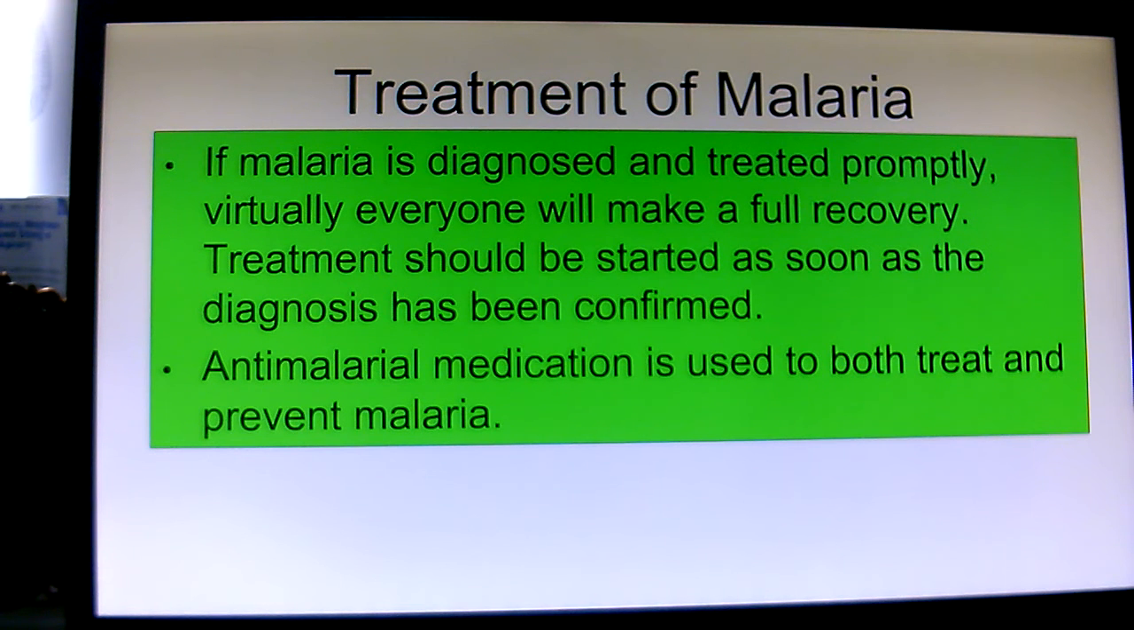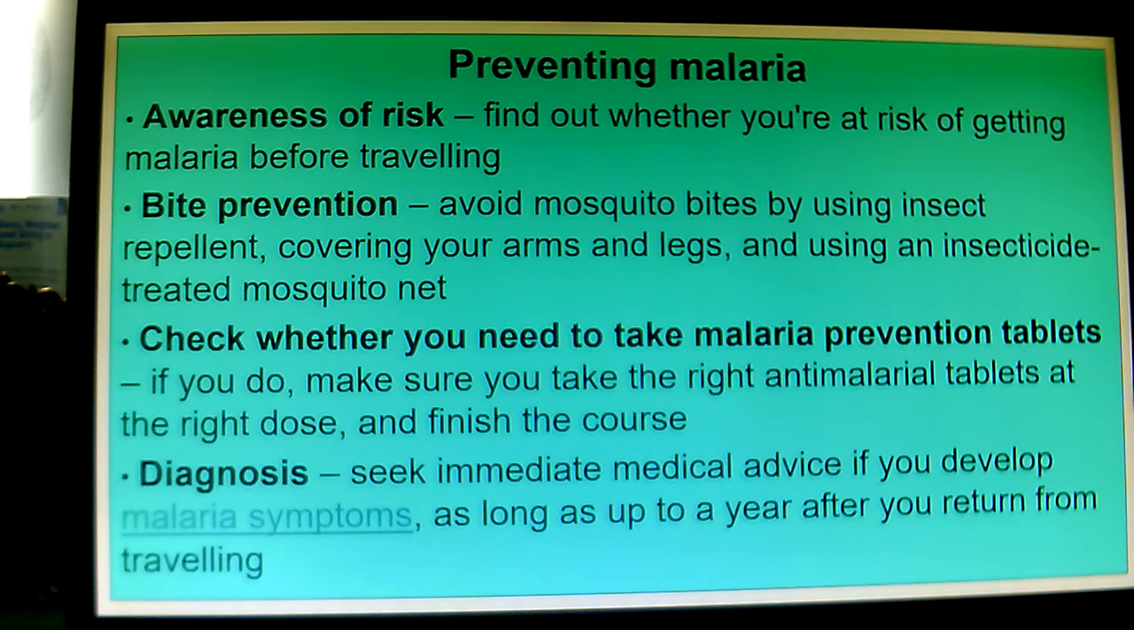You can also take anti-malarial medications. If you are travelling somewhere that has malaria, then you can take tablets that will try to prevent you from getting it in the first place. That's an important thing if you're travelling to malarial areas. In terms of preventing it, we need to find out if you're travelling somewhere where there is a risk, or if you live in a country where you're at risk. Being aware that malaria is present is important.